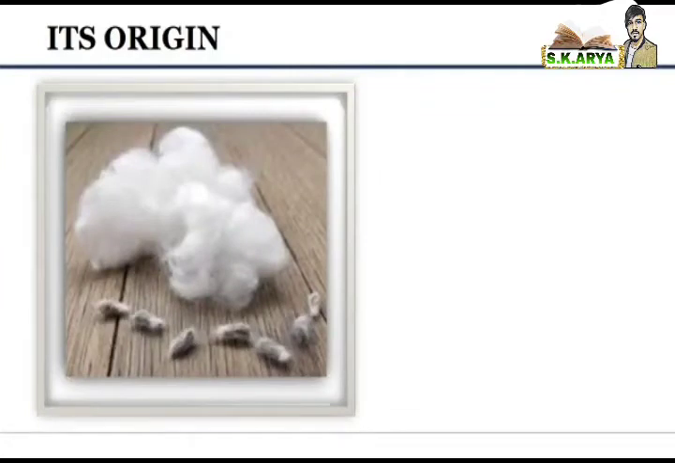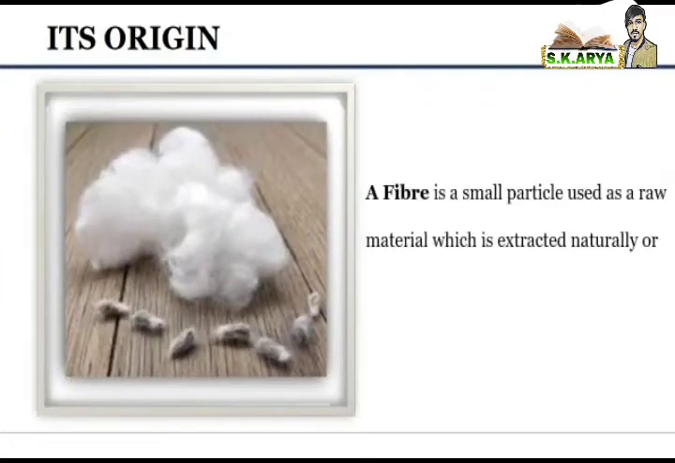What is a fiber? A fiber is a small particle used as a raw material which is extracted naturally or made artificially. It is then spun into a yarn which is then woven into a fabric. In short, a fiber is a raw substance which is used for making a yarn.